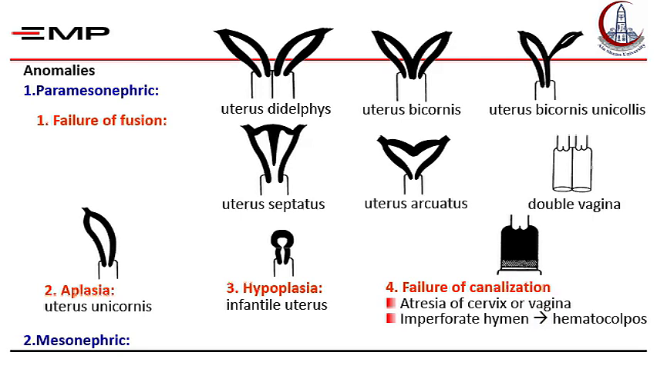poor girl. Mesonephric anomalies occur also in the female or male. In the male, it may lead to spermatic cysts. In the female, it leads to Gartner's cysts, either spermatic cyst or pseudospermatic cysts.